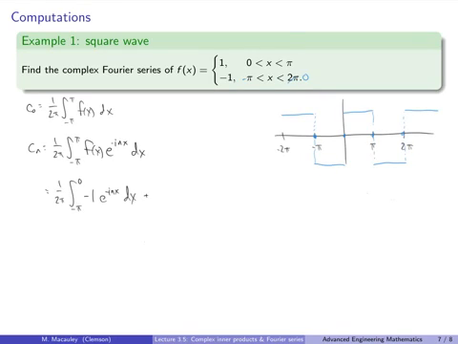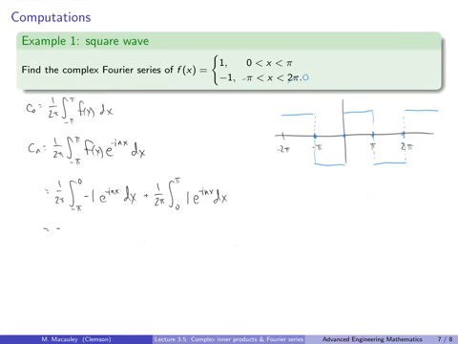So this is plus 1 over 2 pi times the integral from 0 to pi of positive 1 times e to the negative i n x dx. Okay, so let's compute these two integrals. I've got to be really careful with signs. It's so easy to make a mistake.